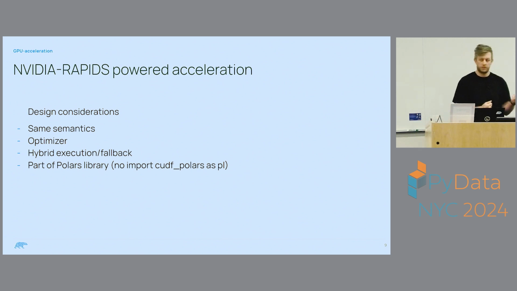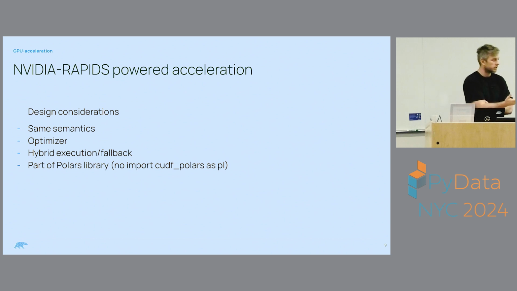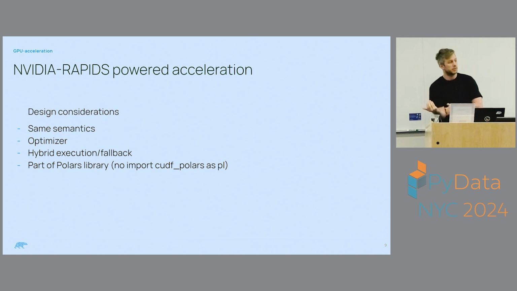We also find it really important that we use the Polars optimizer. It shouldn't be the case that if you use a GPU engine that suddenly we read columns we didn't read before, or that the join orders change, and it should have hybrid execution. That means if it cannot run on the GPU, it should fall back to the CPU and not raise an error.